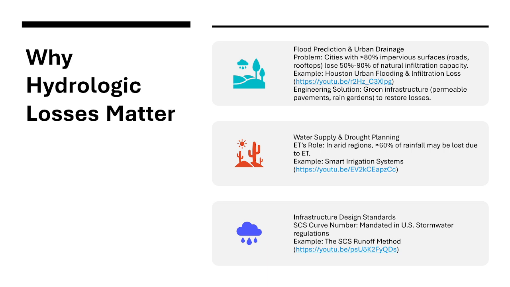Okay, so we have a not so very recent incident, but you can watch the video, the Houston urban flooding and infiltration loss. Okay, this is a great example of cities with impervious surfaces and rooftops. And we have here an engineered solution for that specific problem. We have green infrastructure.